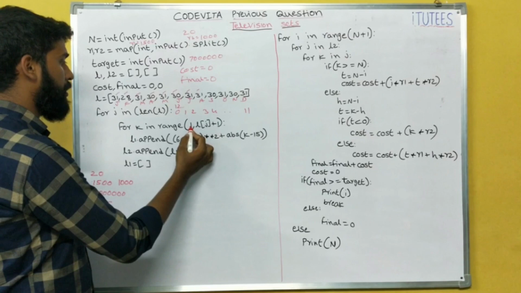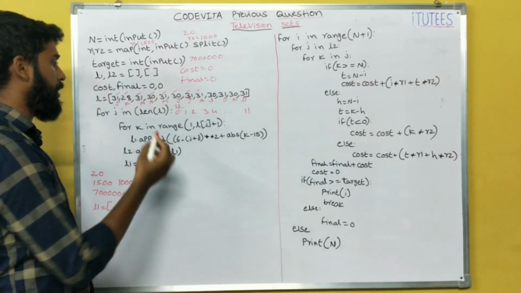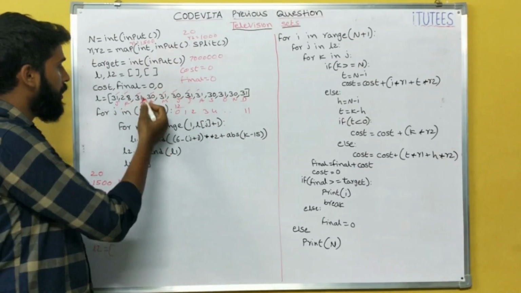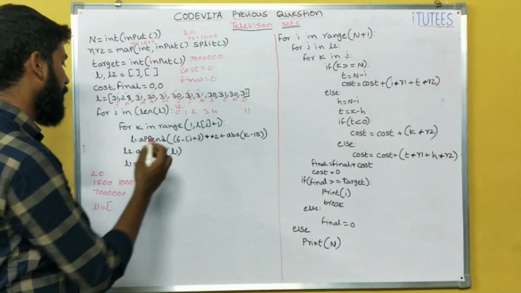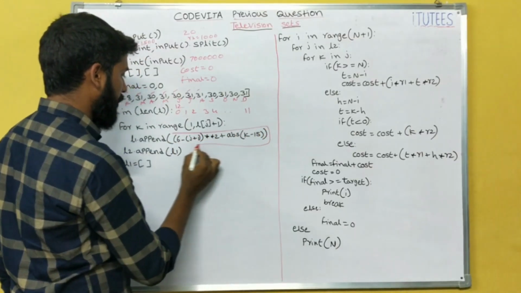So K in range, it's starting from 1. So 1 to 31. That means 31 days. In February it becomes 28. In March it becomes 31, like that. So L1 dot append. This is the formula. They are giving the problem.